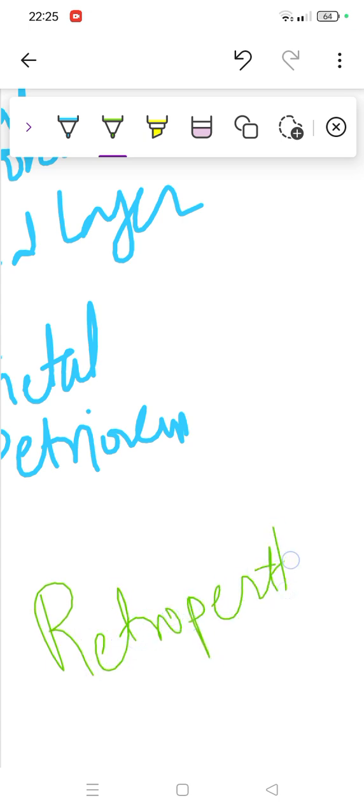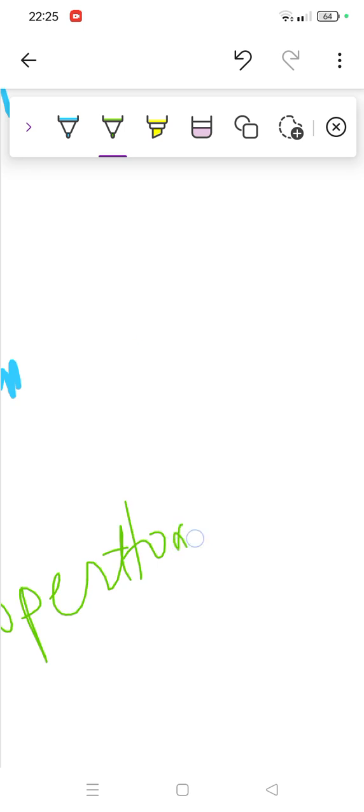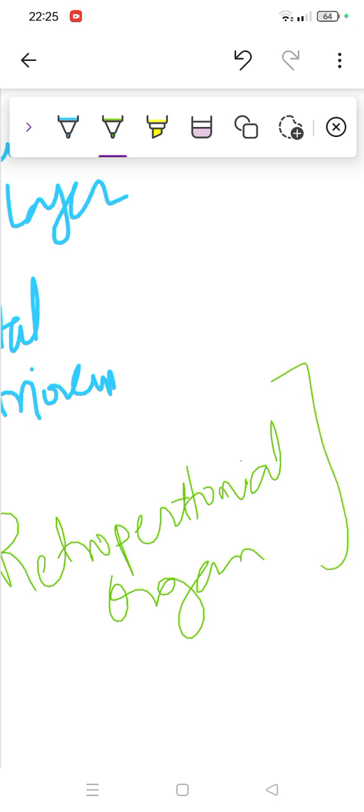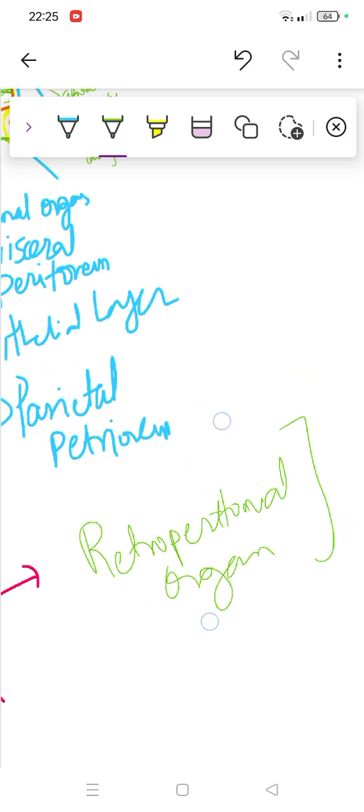Retroperitoneal organ, not parietal but retroperitoneal. This means our kidney is not covered with the peritoneal covering; instead it's a separate organ. That's why we call it a retroperitoneal organ. I hope the position and everything would be clear.